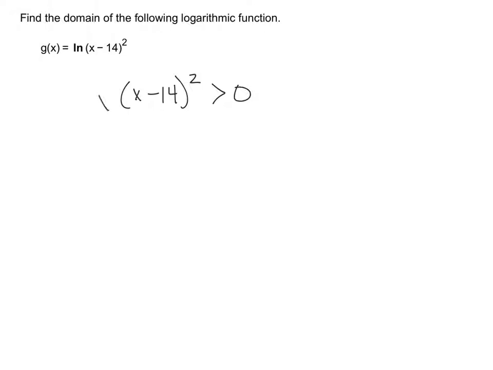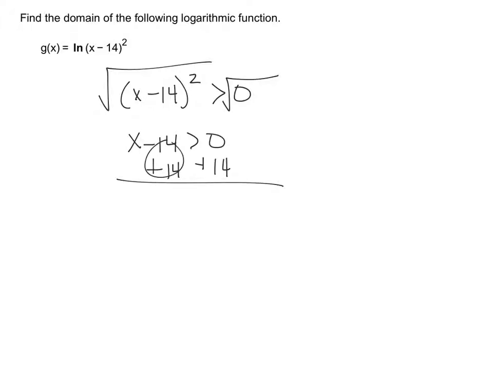Now we'll solve for x. So I need to take the square root of both sides, and I get x minus 14 is greater than 0. Lastly, we need to add 14 to both sides. So I get x is greater than 14. So x has to be greater than 14.